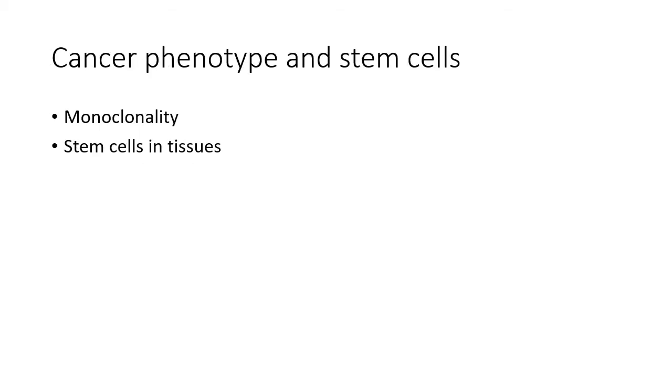Coming to the second characteristic, that is cancer phenotype and stem cells. Here you will have to note two things. One, the monoclonality of the tumor cells and the role of stem cells in tissues. So what is monoclonality? It is found out that cancer cells originate from clonal proliferation of a single progeny or a single parent cell, and this is called monoclonality.